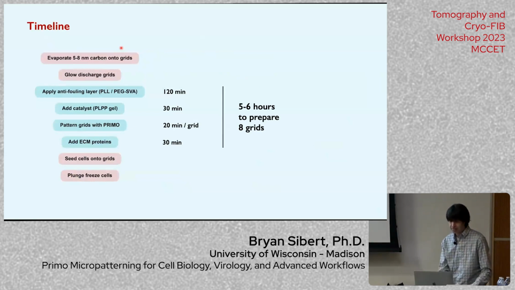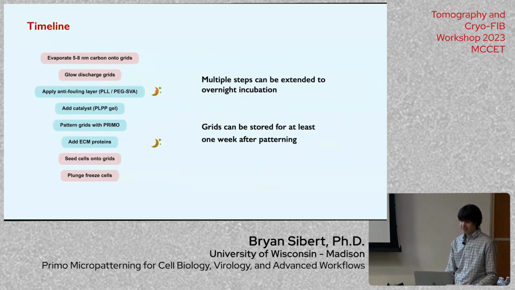So there's a lot of optimization, but even once you have it optimized, there is a time cost to this. It takes about 5 to 6 hours to prepare 8 grids. The nice thing is that a few of these steps can be overnight, so you don't have to spend all this 5 to 6 hours in the same day. The grids can be stored in PBS, I know up to 2 weeks. I don't know if Joe has gone longer. If you want to know, I can ask him, or he'll be around later, I think. You can also store them once you add the gel for a little bit if you put them in the dark.